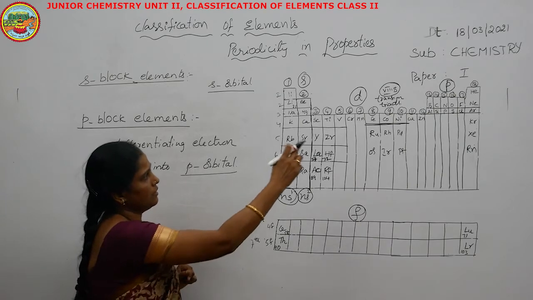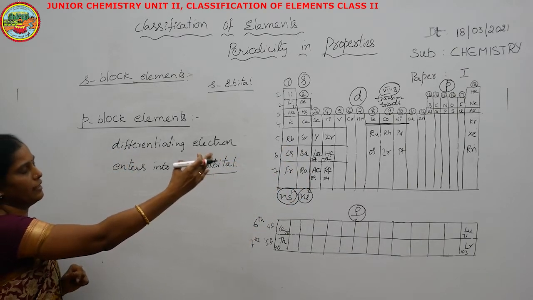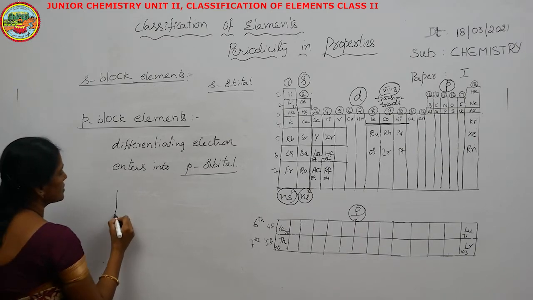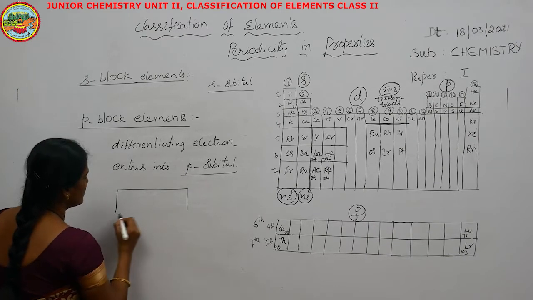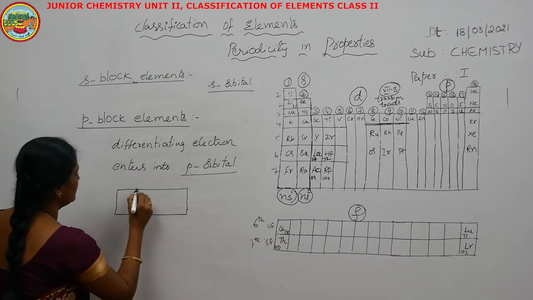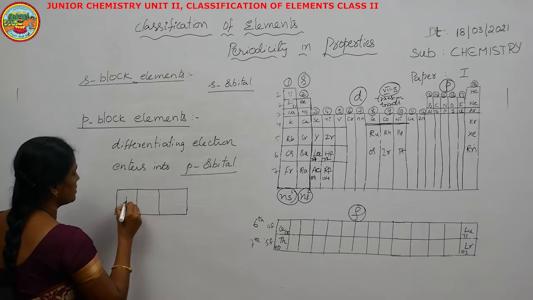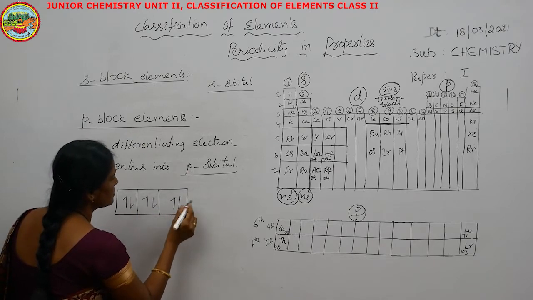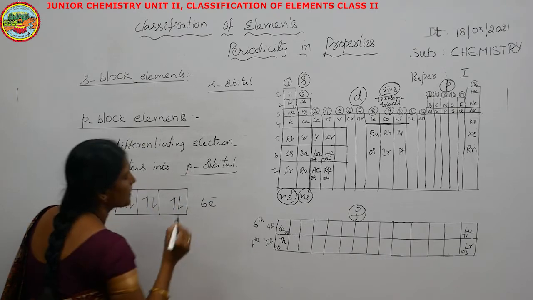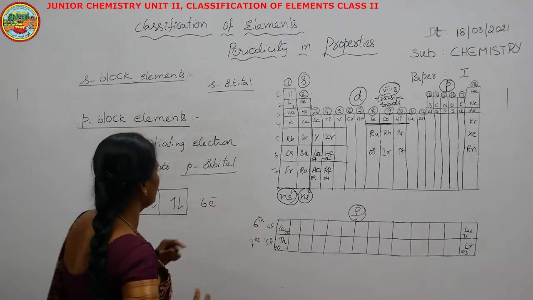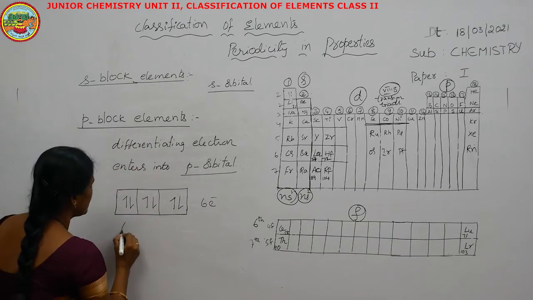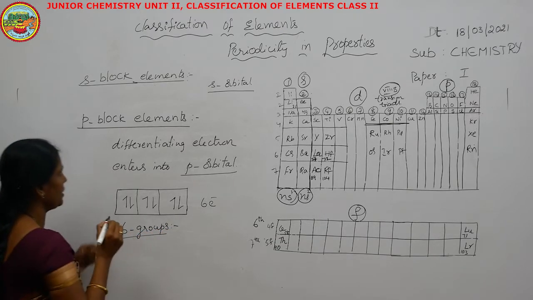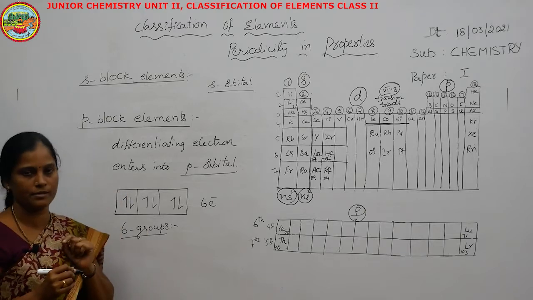So the p block is placed at the right side of the periodic table. Because the p orbital contains 6 electrons, totally 3 orbitals, each orbital contains 2 electrons, means totally 6 electrons. Hence 6 groups are present in the p block. The p block contains 6 groups.